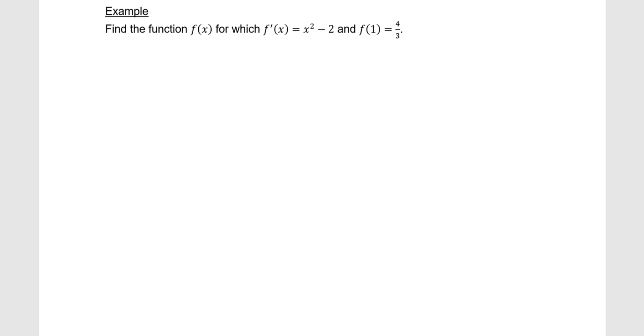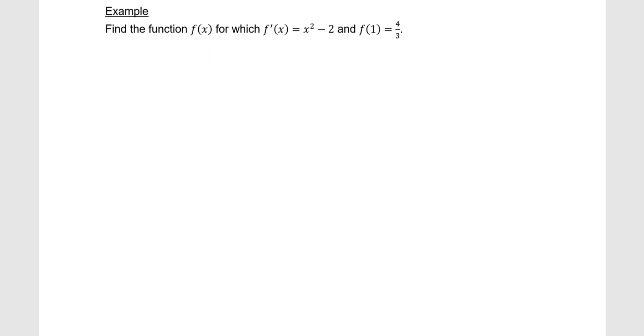So we want to find f of x, where f prime of x is x squared minus 2, and f of 1 equals 4/3. So don't worry about this yet. We'll come back to this in a second. We have to use the fact that if we're given the derivative and we want to find the function, then we can take the integral of the derivative to get us the original function.